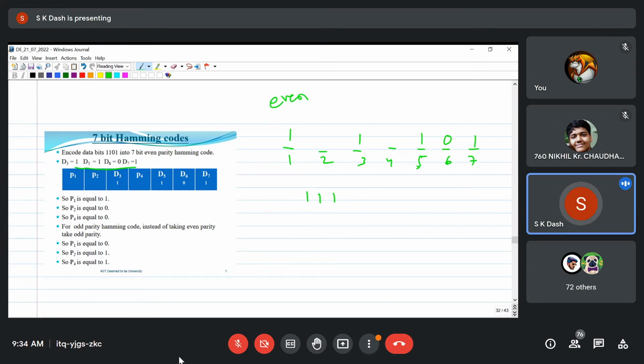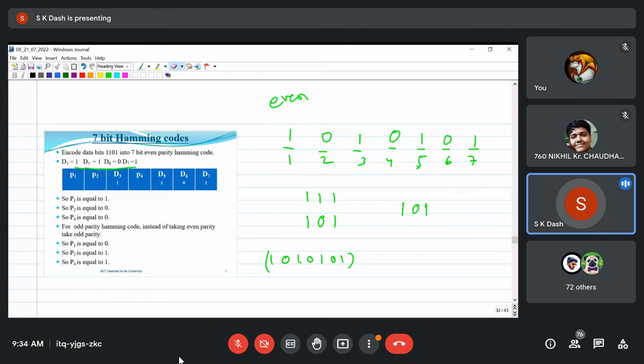Next is 2, 3, 6, 7. 3 is 1, 6 is 0, 7 is 1. Already 2 ones, even number, so 0 needs to be added. Last is 4, 5, 6, 7. 5 is 1, 6 is 0, 7 is 1. Already 2 ones, even number, so 0 needs to be added. So now your message is 1 0 1 0 1 0 1.